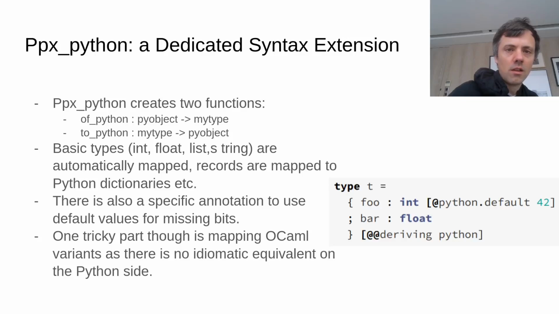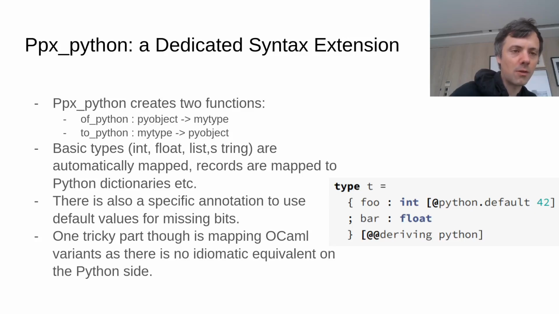This PPX extension can be used to annotate any type, and it will generate two functions. Of Python, which is used to take as input a Python object and convert it to the target type, and to Python, which goes the other way around, converting the target type to a Python object. All the basic types will be automatically mapped to the equivalent type on the other side, and we also have an annotation, python.default, so that some fields can be optional and get some default value. This is quite useful because it avoids Python users needing to populate all the expected fields.